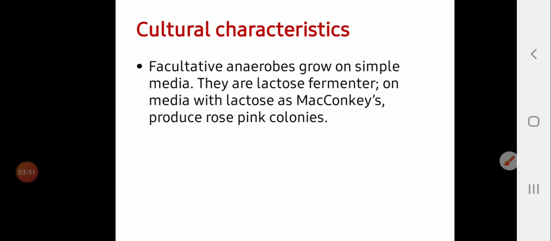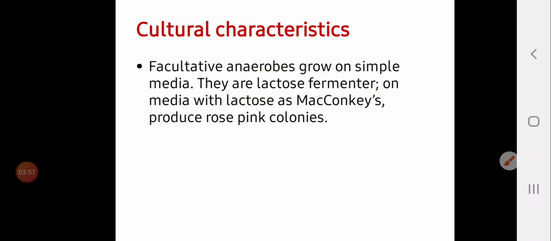Regarding cultural characteristics, E. coli are facultative anaerobic that grow on simple media. So they are non-fastidious microorganisms. Since they grow on simple media like nutrient agar, they are non-fastidious microorganisms. As I said in the previous lecture, they are lactose fermenters.